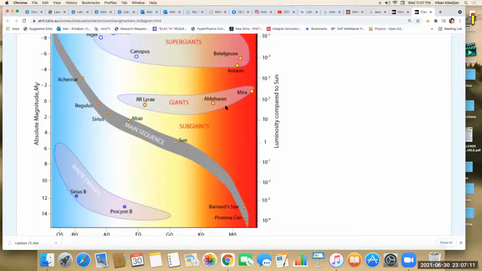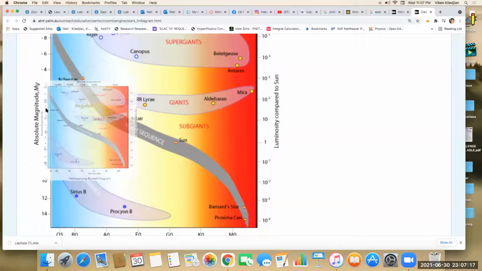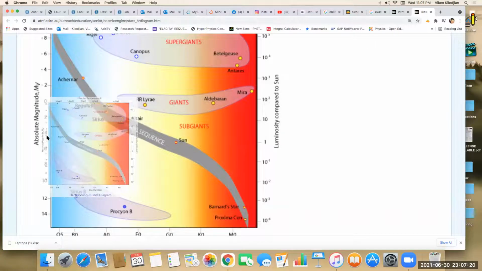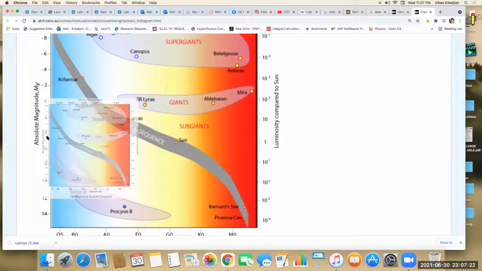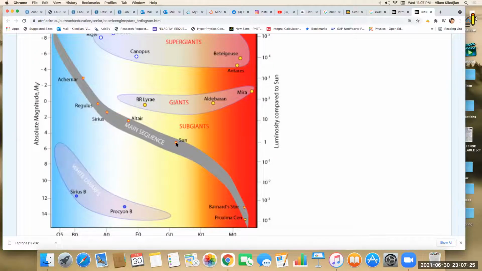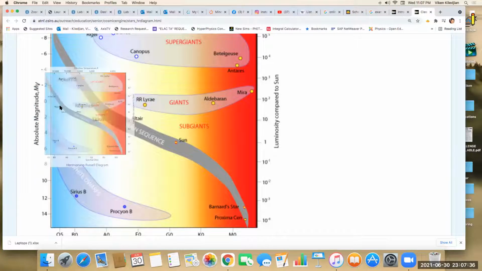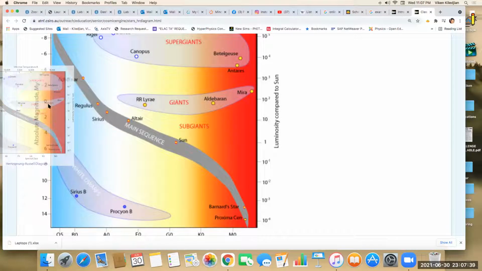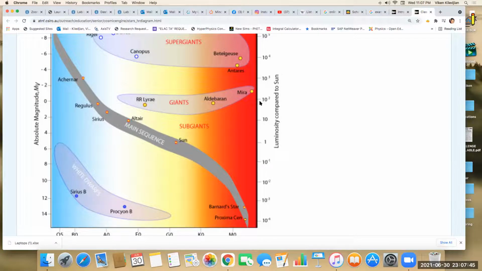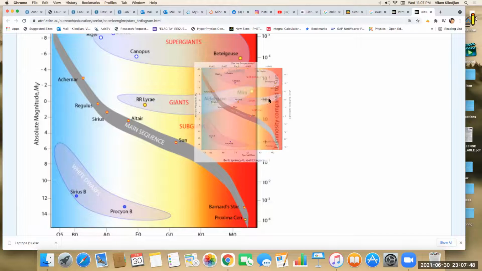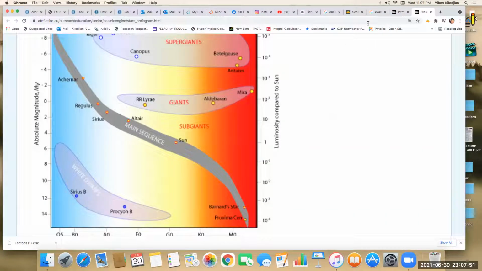So one of the things we're going to learn is that for every unit of 5 on the absolute magnitude scale, the luminosity of the star increases by 100-fold. So if the sun is a 5, we would expect that a star that is rated almost a 0, like Regulus or Aldebaran, would be approximately 100-fold brighter than the sun. And if you go to the right, you see, it is 100-fold brighter. There you go.